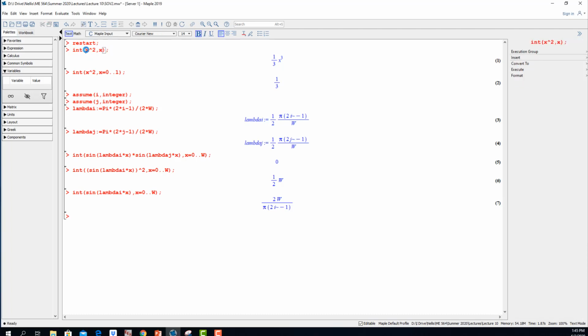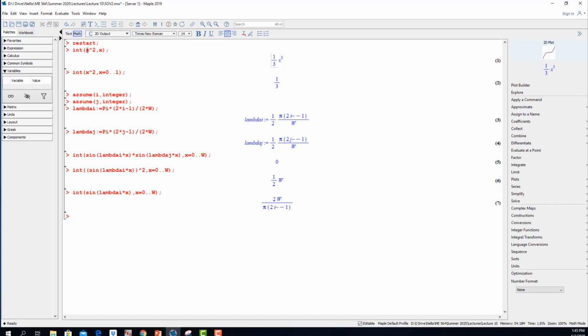takes in two arguments. The first argument is the expression to integrate, and then the second argument is the integration variable. So what this line here says is integrate the expression x squared with respect to x, and of course then that should be x cubed over 3.